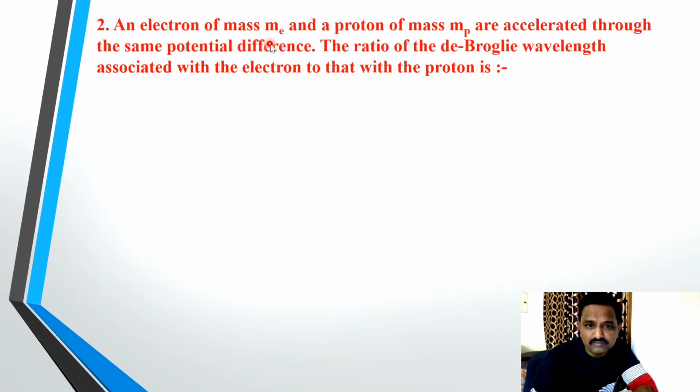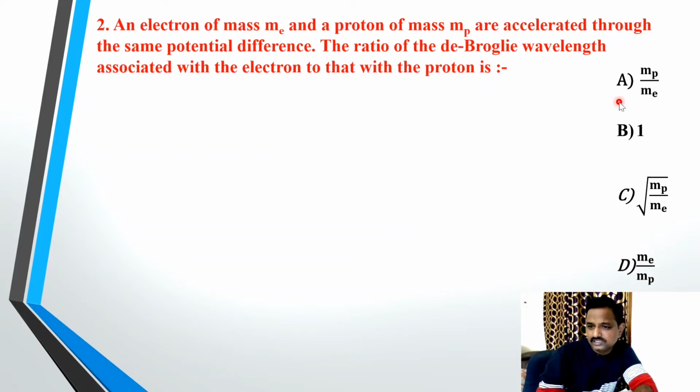An electron of mass me and a proton of mass mp are accelerated through the same potential difference. The ratio of the de Broglie wavelength associated with the electron to that with the proton is? Here are the options. Option A: mass of proton by mass of electron. Option B: 1. Option C: root over mass of proton by mass of electron. Option D: mass of electron by mass of proton.